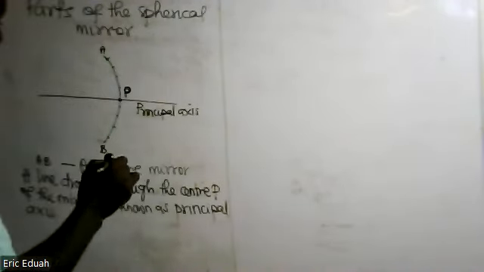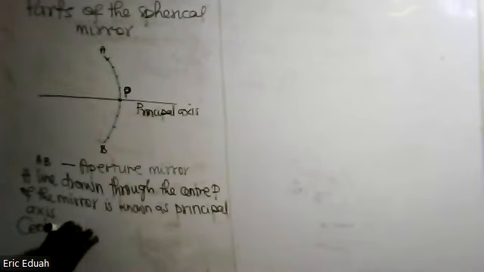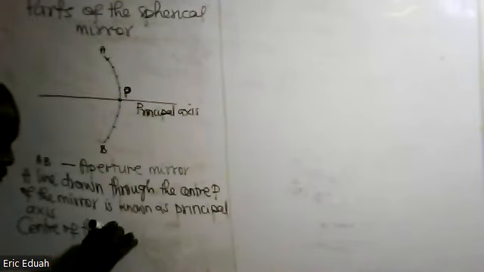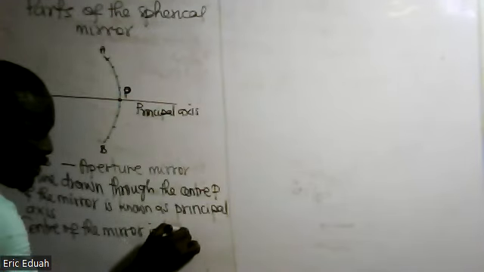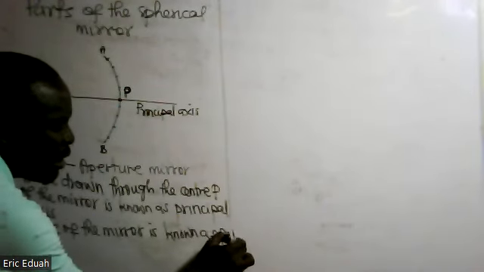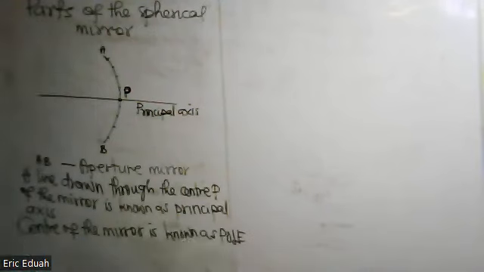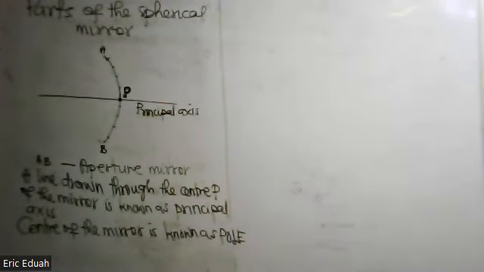Now the center of the mirror is known as the pole of the mirror. So this point P is the pole of the mirror.